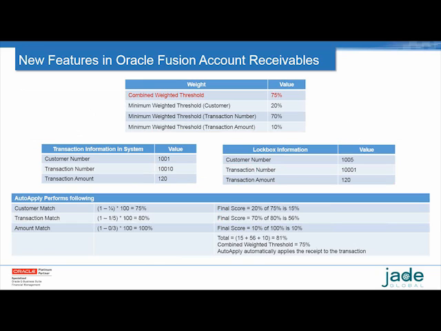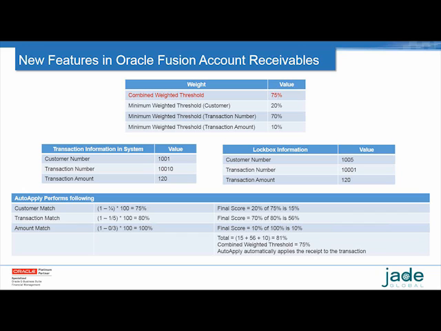So let's take a look at an example. Suppose you have these threshold values defined: the combined weighted threshold value is 75%, and for the minimum weighted threshold there are three main components here: customer, transaction number, and transaction amount. Suppose you define 20% for customer, 70% for transaction number, and 10% for amount match. The total sum should always match 100% here.